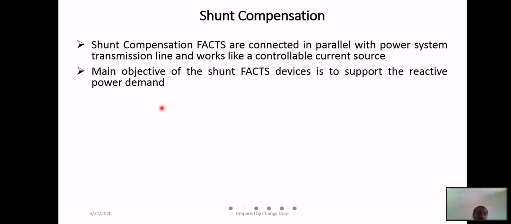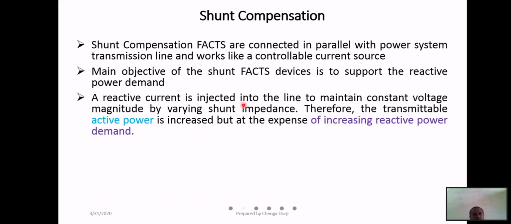The main objective of these shunt FACTS devices is to supply the reactive power demand to the line. So the reactive current is injected into the line. How it is injecting is by varying the shunt impedance.